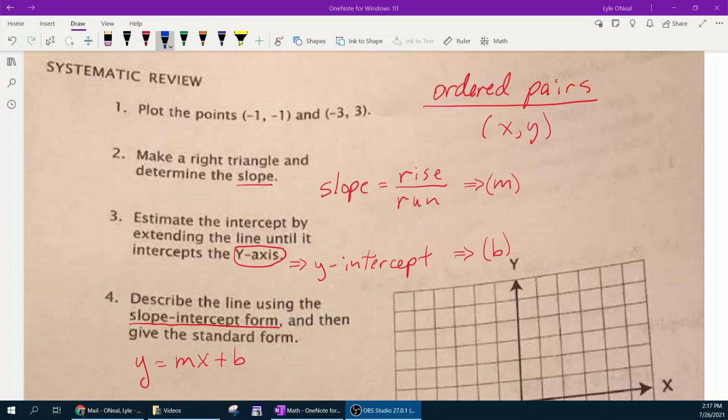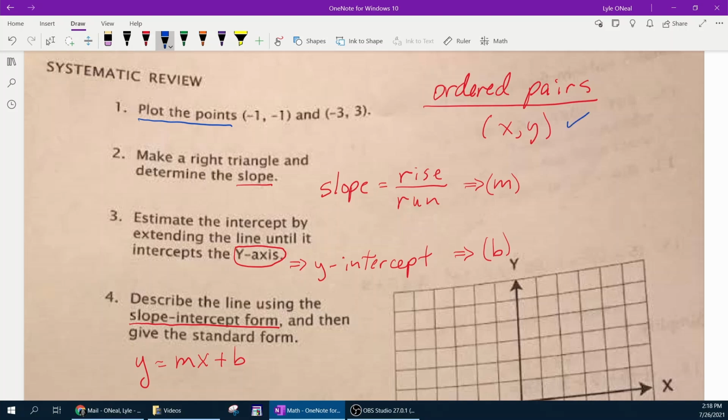We're going to do a systematic review of lines and graphing. And I've made a few notes here that I'm going to refer to as I go through. I think we've got 10 questions. Let's get started. First of all, it wants me to plot these 2 points, (-1, -1) and (-3, 3).